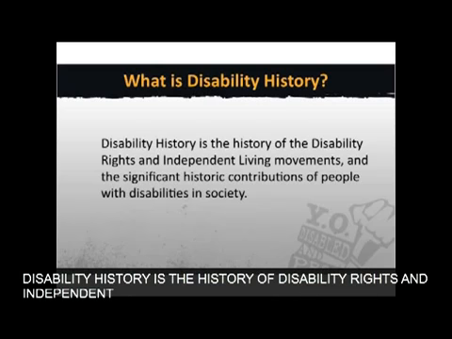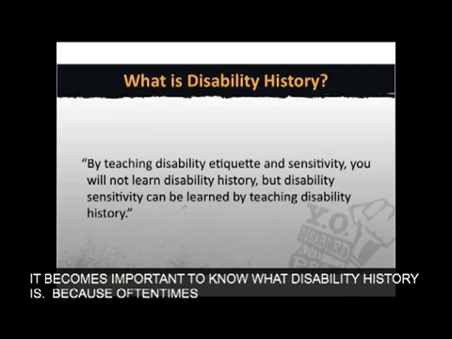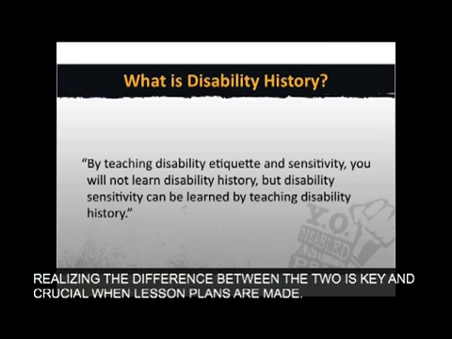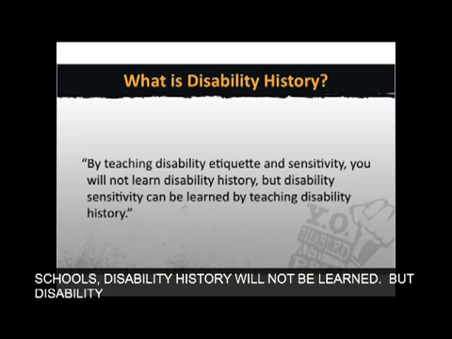Disability history is the history of disability rights and independent living movements and the significant historic contributions of people with disabilities in society. It becomes important to know what disability history is because oftentimes people teach what they think is disability history but ends up being disability etiquette instead. Realizing the difference between the two will be key and crucial when lesson plans are starting to be made, because if disability etiquette is taught in schools, then our history will not be learned. But disability etiquette can be learned by teaching disability history.